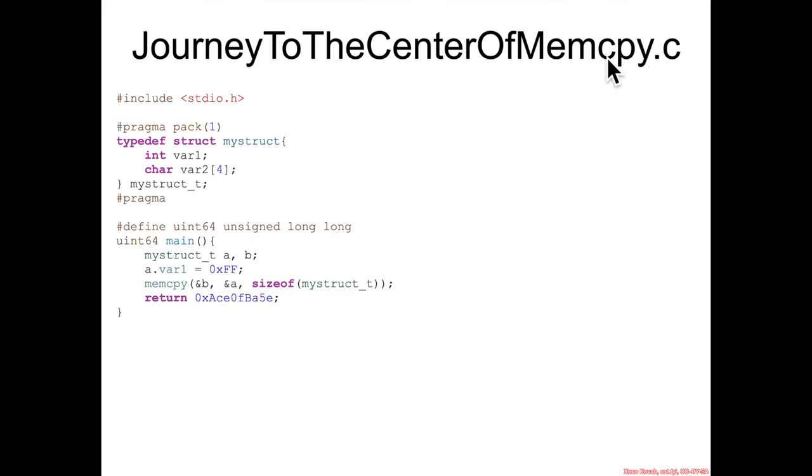So, Journey to the Center of Memcpy.c. We are going to dig down in memcpy looking for the elusive rep MOVS instruction. We have a structure here that we've pragma packed one to squish it all together. We have two instances of the structure. We set a single variable to FF and then memcpy from A to B so that we can confirm when it's actually copied. And of course, we return ace of base.